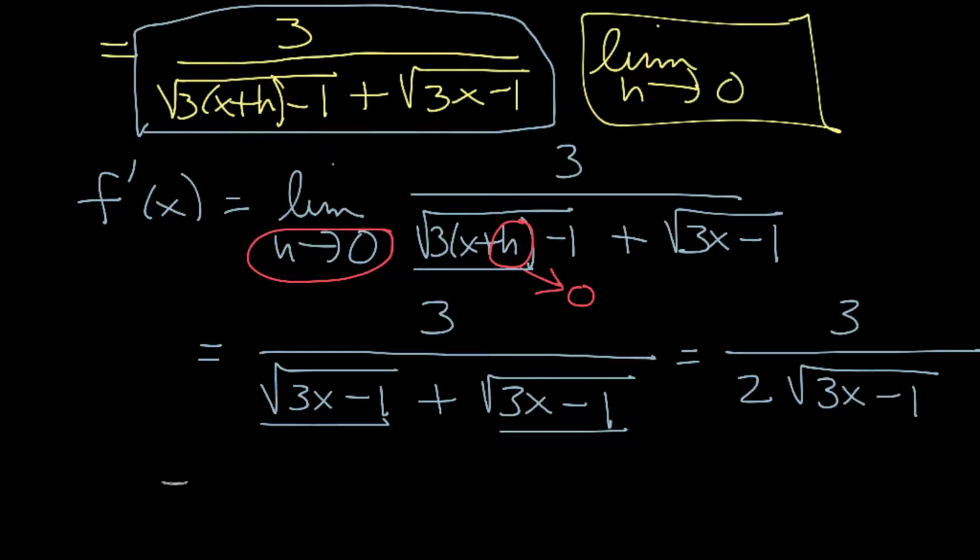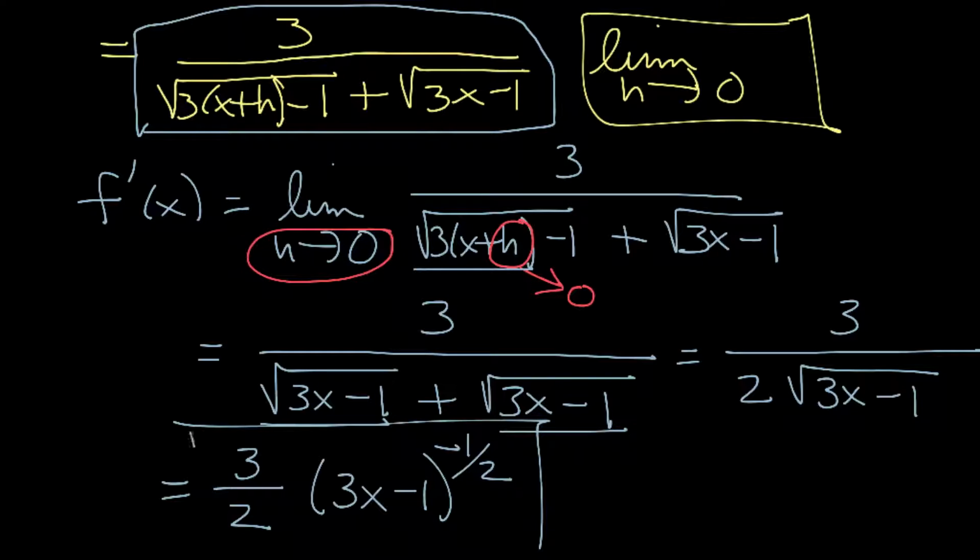We could write that a little bit differently if we wanted to. It's 3/2 times 3x minus 1 to the minus 1/2, and you might recognize this form if you differentiated this without using the definition, but simply used power rules and the chain rule. So that's this problem. Hope you had some good luck with it.